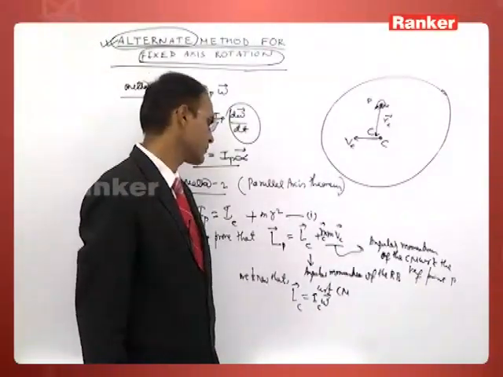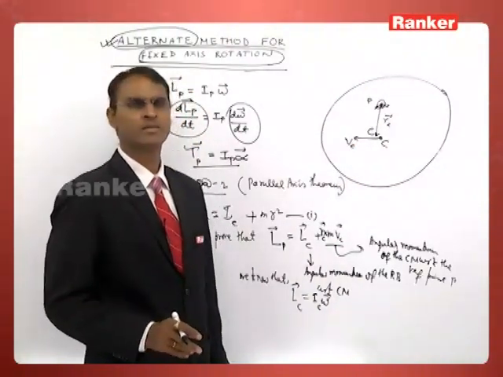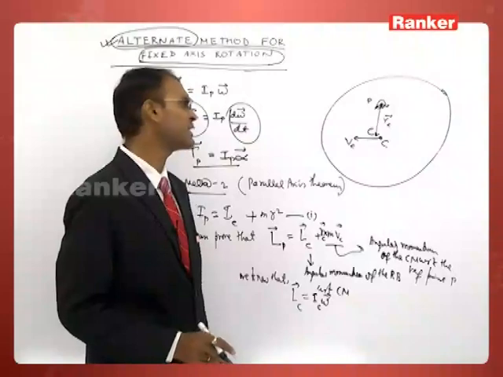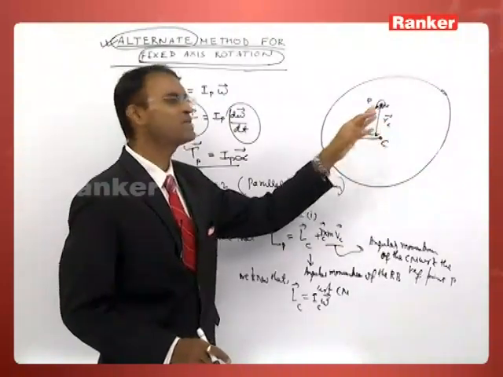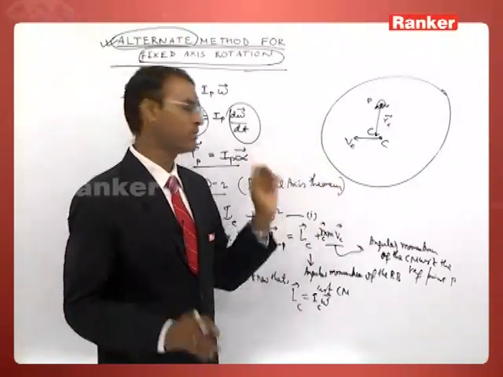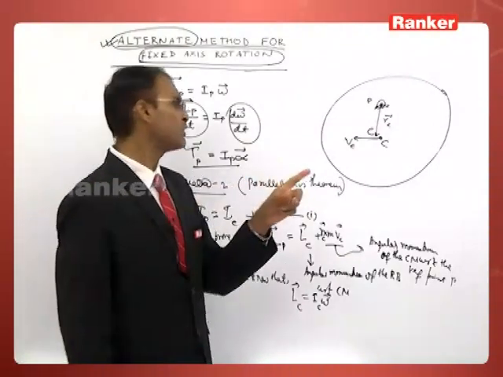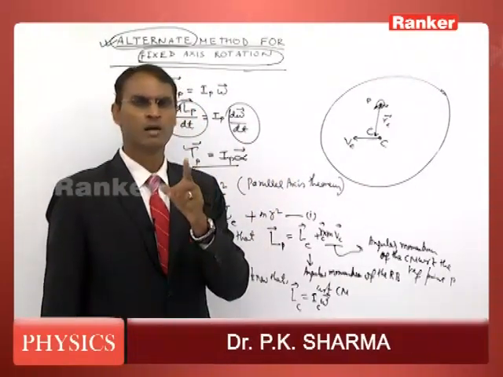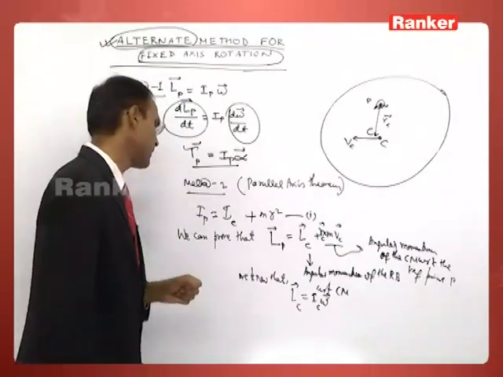Omega does not depend upon any reference point. Angular velocity of the rigid body is the internal property of the body at that instant. It does not depend upon the reference point. So, with respect to this point, same omega. With respect to this point, same omega. With respect to any point outside the rigid body, also same omega. The angular velocity of the rigid body must not be confused with the angular velocity of a point inside the rigid body with respect to a point outside the rigid body, as I explained in the last class.